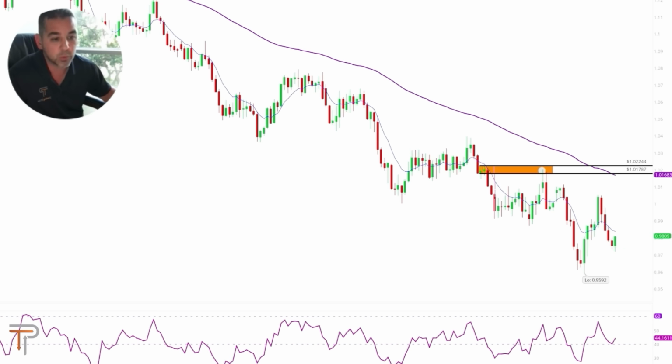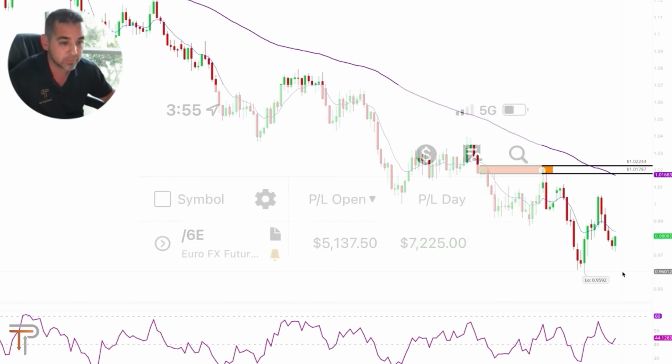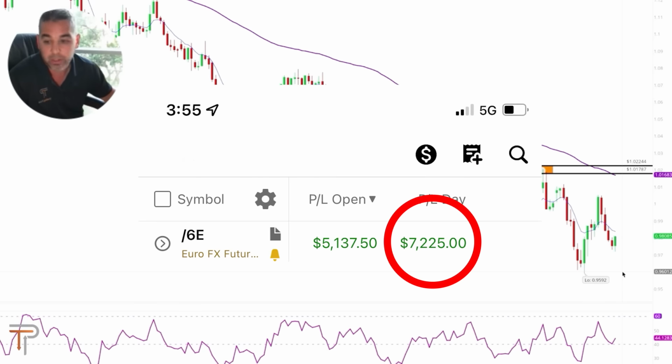So here's what happened on that trade. We continued downwards, right? And you guys can see on the screen right now the P&L that we got on this trade. So this is just the very first one, the drop base drop. And on the next one, guys, I'm going to show you a rally base rally and why we might take that trade.